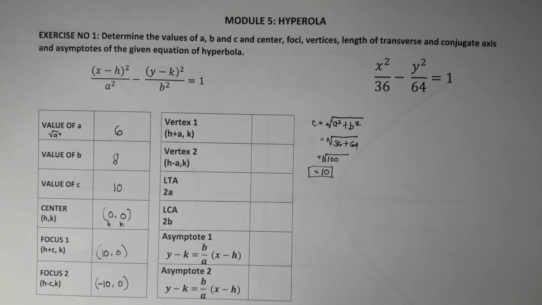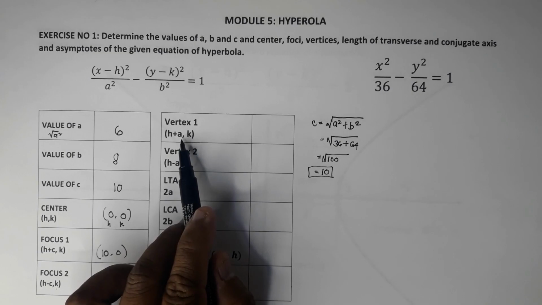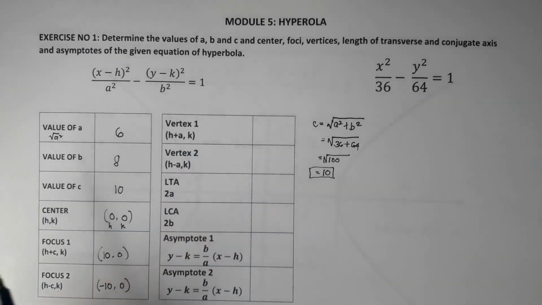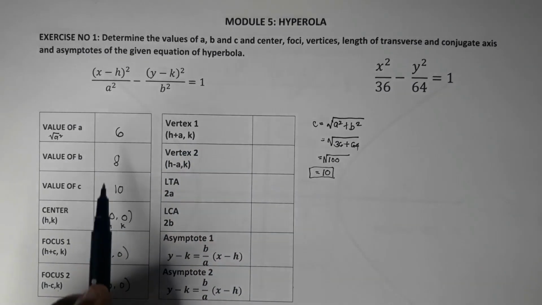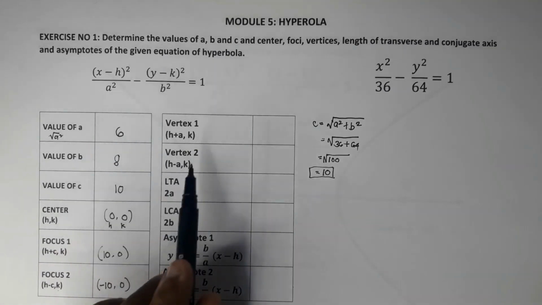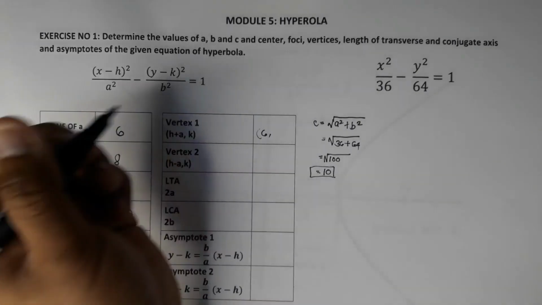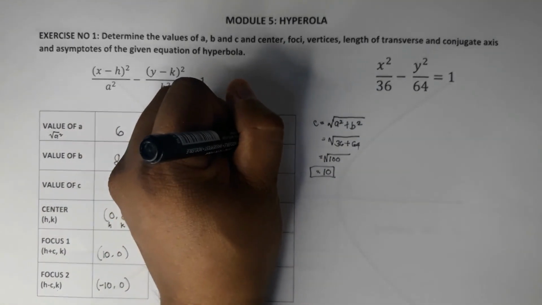Next, we have the first vertex, the vertex 1. It says here, (h + a, k). So what is our h again? 0. The value of a is 6. So 0 plus 6 is 6. And then our k is at 0 again.